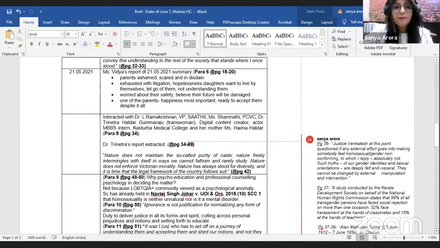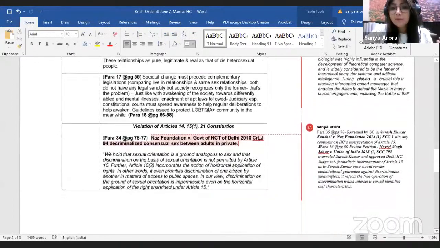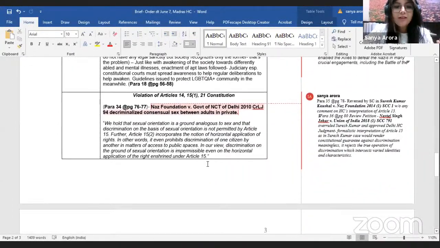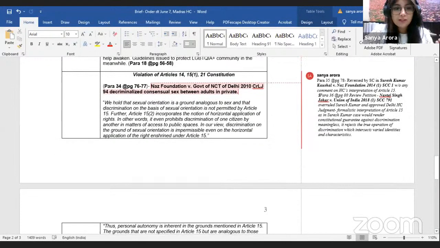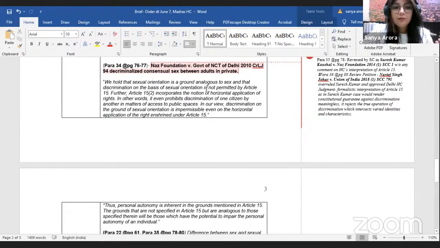Similarly, what happened on 21st May, and so on and so forth, every single paragraph and page number that is important has been mentioned in the columns. If I need to talk about violation of articles of the Constitution, against discrimination against the people from the LGBTQIA plus community, then I have also given a chronological order of these judgments. So in 2010, the Naz Foundation judgment was passed, which held this, and that was reversed by Suresh Kumar, and after that the Navtej Singh Johar judgment came about.